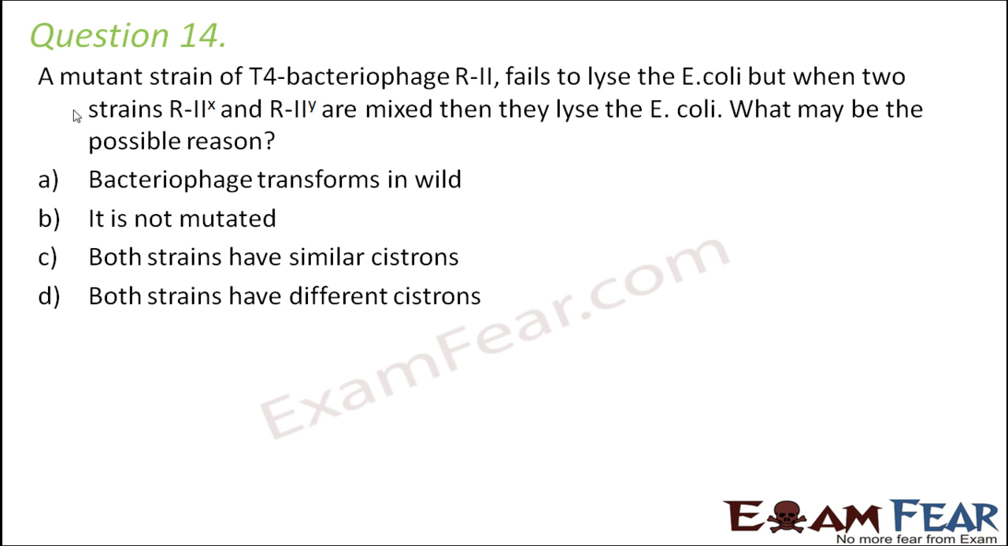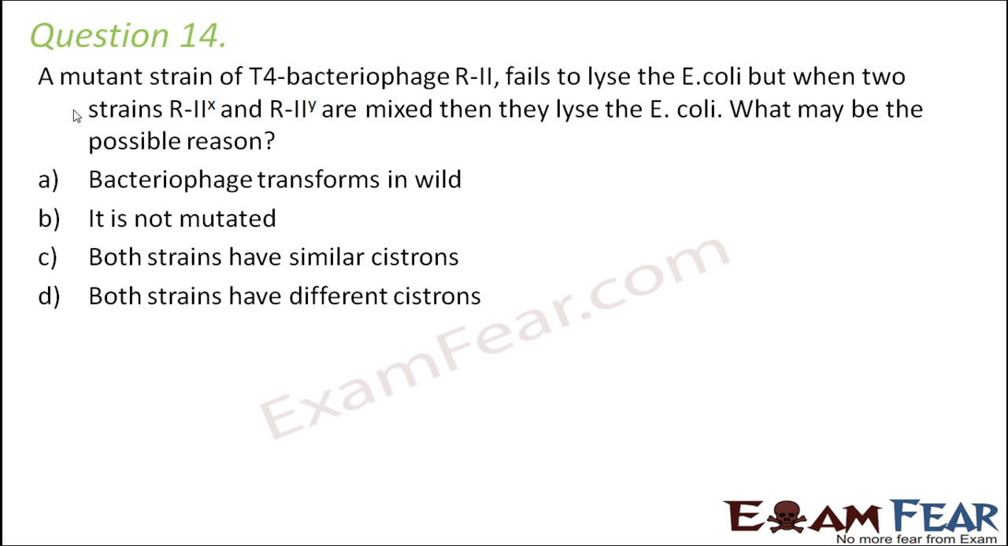Question number 14. A mutant strain of T4 bacteriophage R2 fails to lyse the E. coli. But when two strains R2X and R2Y are mixed, then they lyse the E. coli. What may be the possible reason? Basically, when you have just R2, it couldn't lyse. But when you have R2X and R2Y, they are able to lyse.